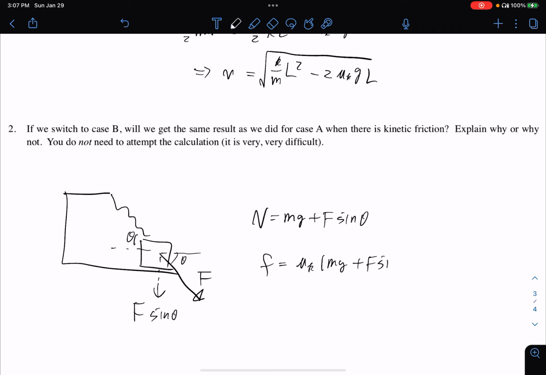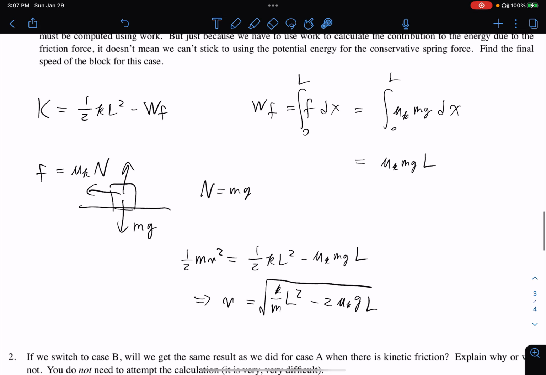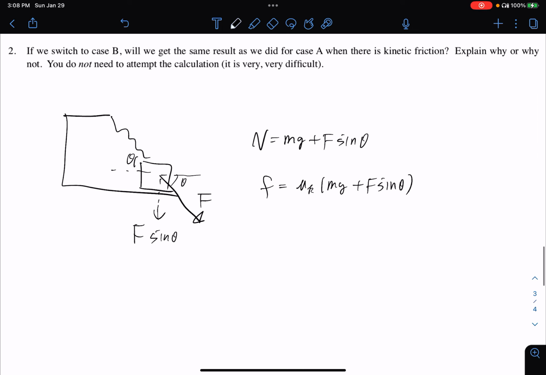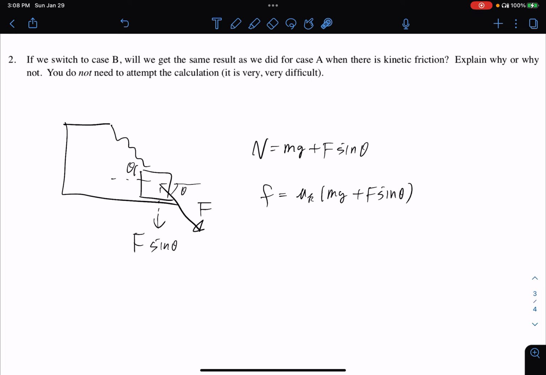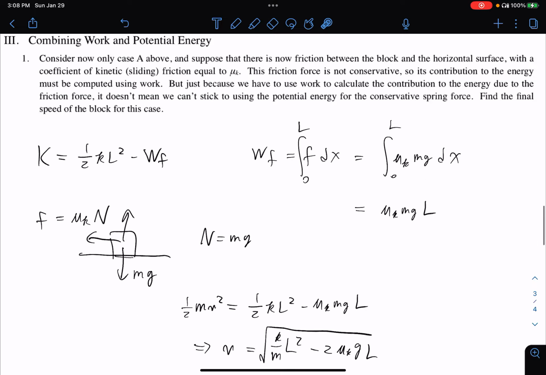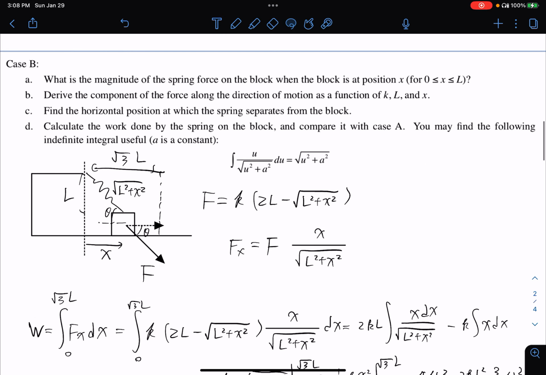And we will think that this block should go slower when there's friction, because right now the normal force is bigger. So this block in scenario B should get a bigger friction than the block in scenario A. Therefore, it should move slower when there's friction present. We're not supposed to calculate exactly how big the friction is, but I'm going to do it anyway. So the work done by the friction in this case will be mu k mg, plus this force of the spring, which is already calculated over here. So let's pull it over.